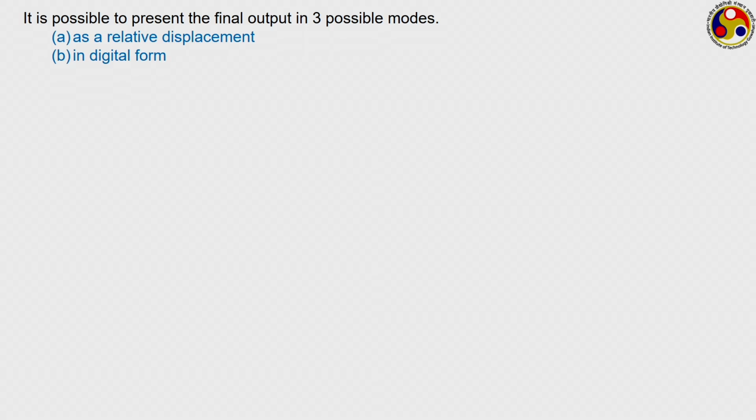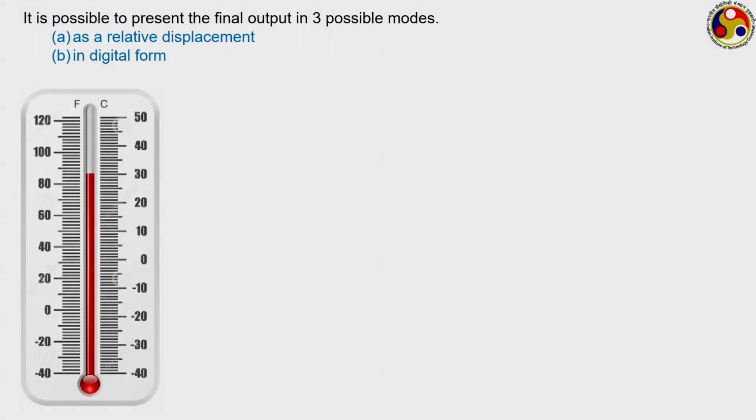What do you mean by relative displacement? Like the thermometer. Here the initial position of the thermometric fluid may be something like this, then because of the heat being transferred from the body under consideration, there is a change in the column height.